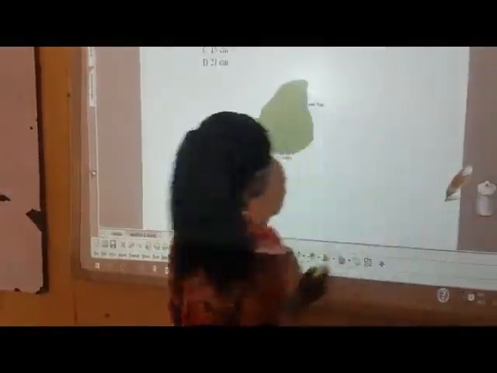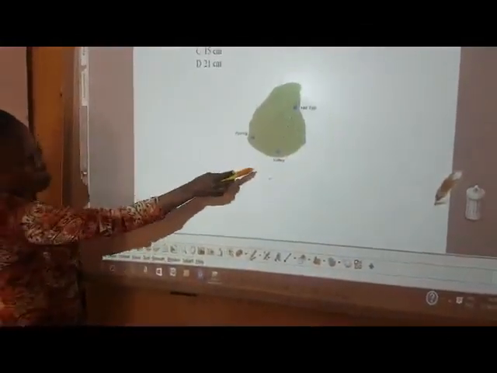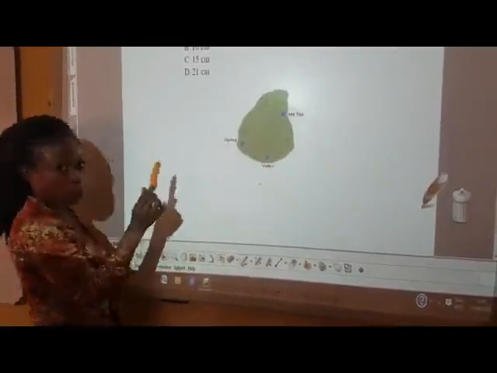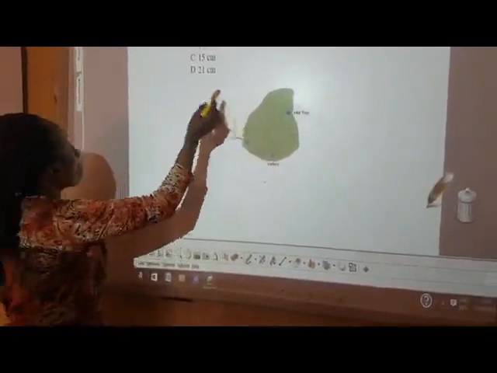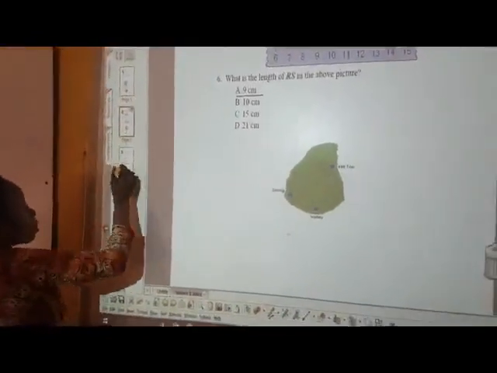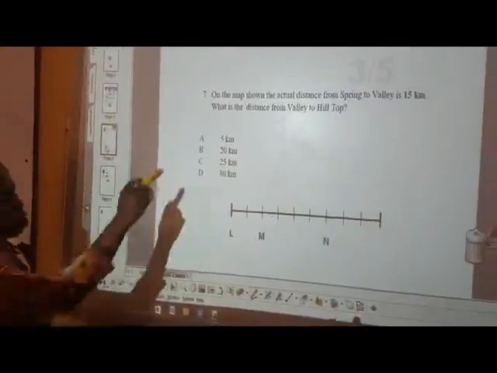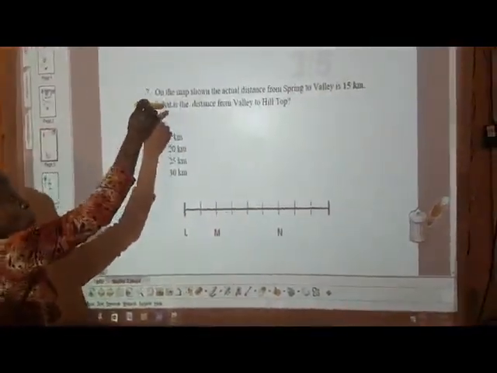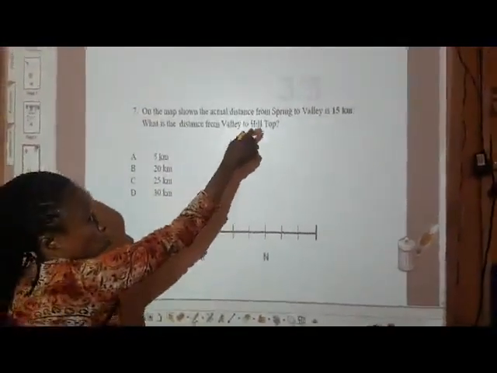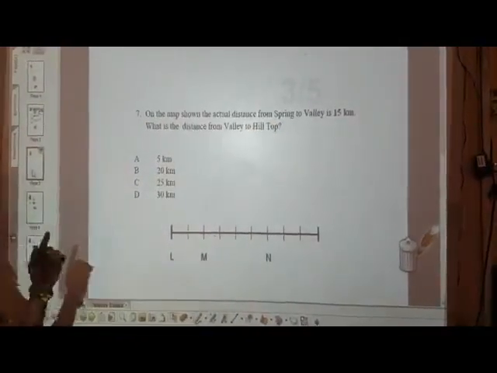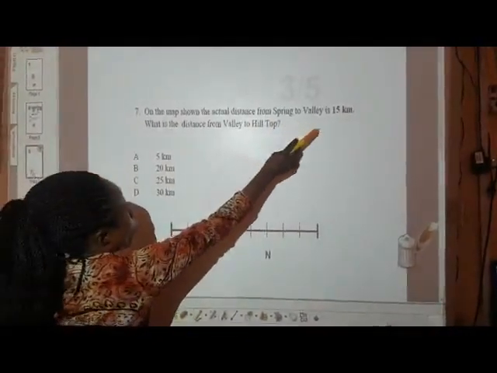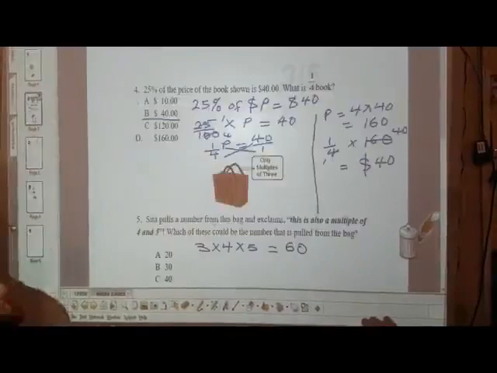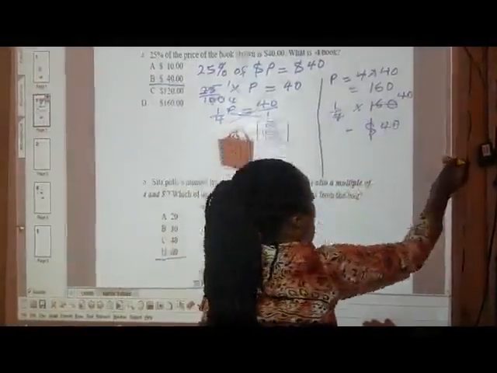Question 7. Here is a map. On this map, you have spring, valley, and hilltop. Those are the names of the places on the map. Now let's see the question. On the map shown, the actual distance from spring to valley is 15 kilometers. What is the distance from valley to hilltop? Let's go back to the map and see where those places are.